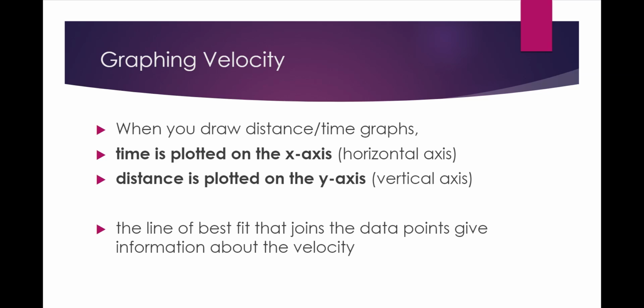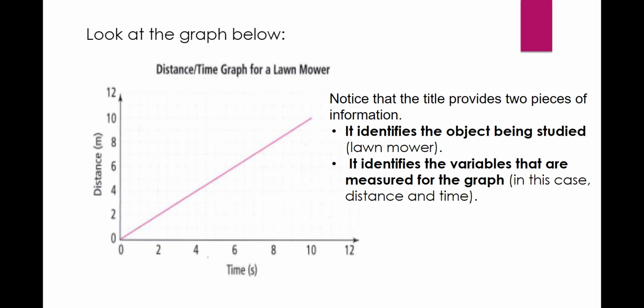When you draw distance time graphs, time is plotted on the x-axis. Remember, that's the horizontal one, the one that goes back and forth. The distance is plotted on the y-axis, and that's the vertical axis, the one that goes up and down. The line of best fit that joins the data points gives information about the velocity. So take a look at the graph below.